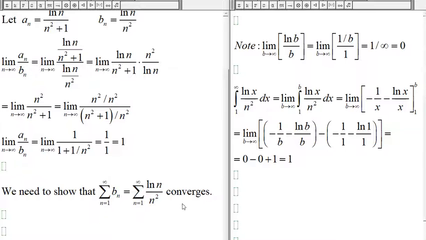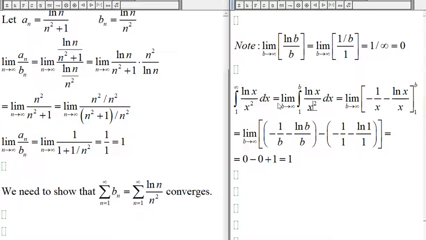Now we can use the integral test, and then we need to show that the integral of ln of x divided by x squared is equal to some real finite number. And so this is 1 to infinity, so we're writing it with a limit, and then we let b approach infinity, and then we'll have the integral from 1 to b. The antiderivative of ln of x divided by x squared, and we look on the table of integrals, and then we will see that it's negative 1 divided by x minus ln of x divided by x.